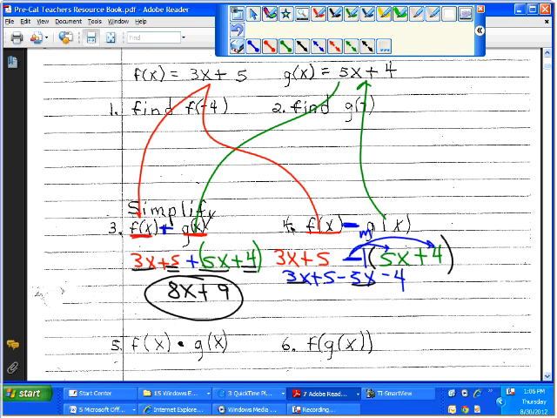So we've got our x's with our x's and our numbers with our numbers. The sign of the 3 is positive, and the sign of the 5 is negative, and when you add or subtract with different signs, you subtract and take the larger sign, right? Negative 2x. And then 5 and negative 4 is a positive 1. So negative 2x plus 1 is the difference between f of x and g of x. Okay? Any questions on that?